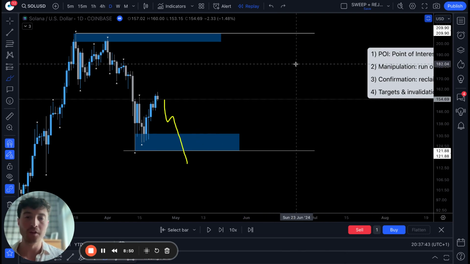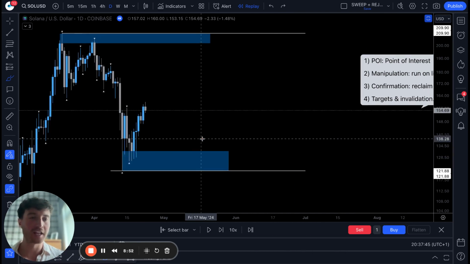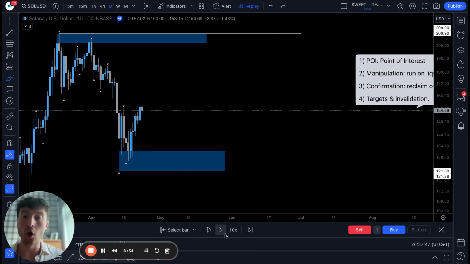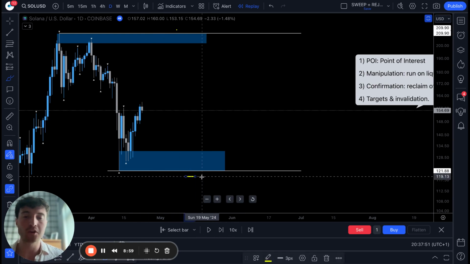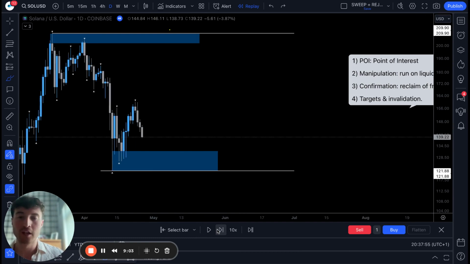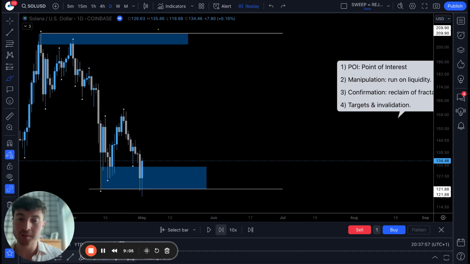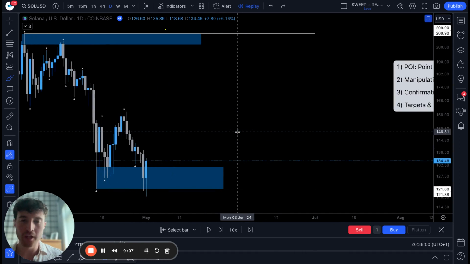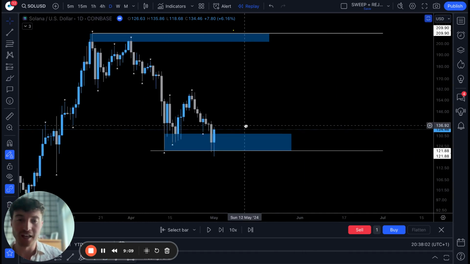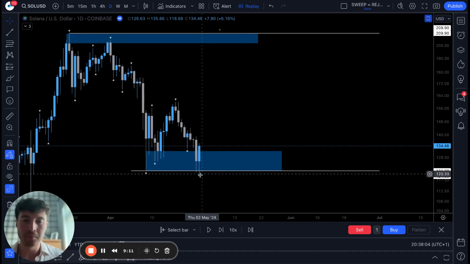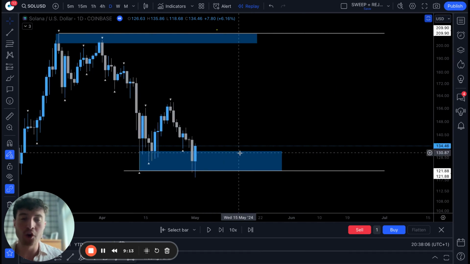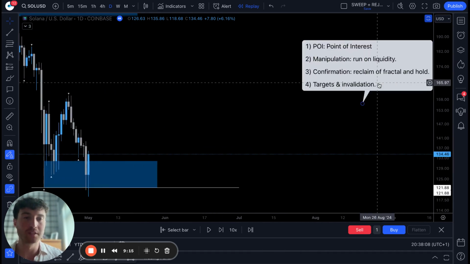So this is our lower point of interest, and let's play price on. We're only waiting for either the top end of this range or the bottom end of this range to be deviated and violated, and then we can look to act accordingly. So let's play price on. This is on the daily, as I said, on Solana. And what we've seen here is a run on liquidity. This is number two here.